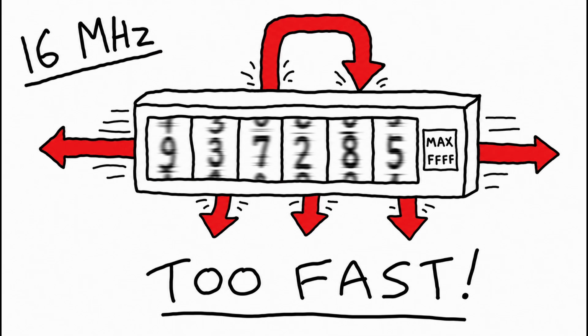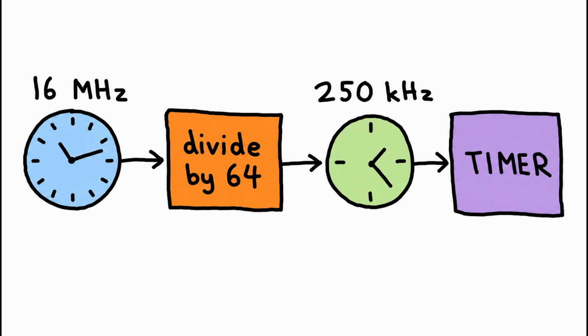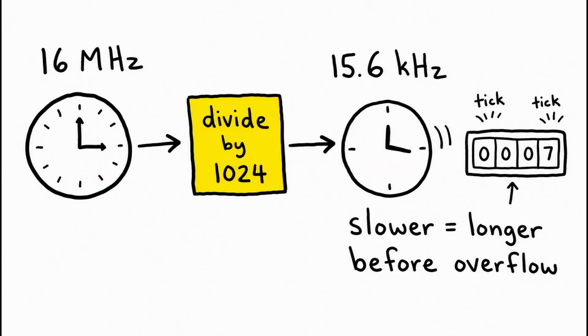Now, counting at 16 MHz is incredibly fast. Most of the time you don't need that precision, and the numbers would overflow constantly. That's where prescalers come in. A prescaler divides the clock before it reaches the timer. Set a prescaler of 64 and a 16 MHz clock becomes 250 kHz to the timer. Set it to 1024 and you're down to about 15.6 kHz. Slower counts, longer time before overflow, which is exactly what you need for PWM frequency control or measuring longer time intervals.